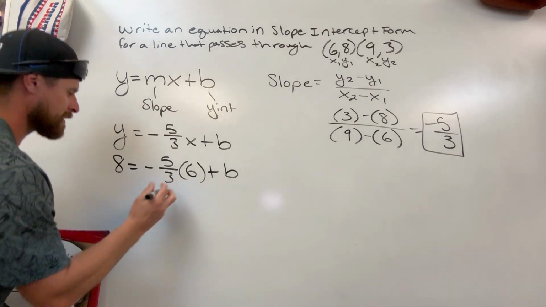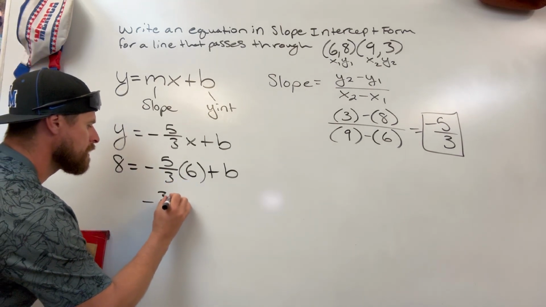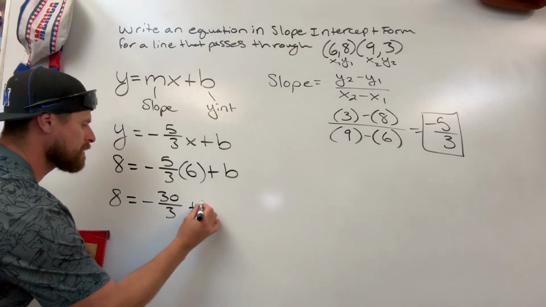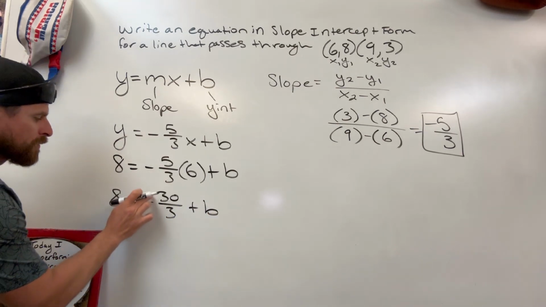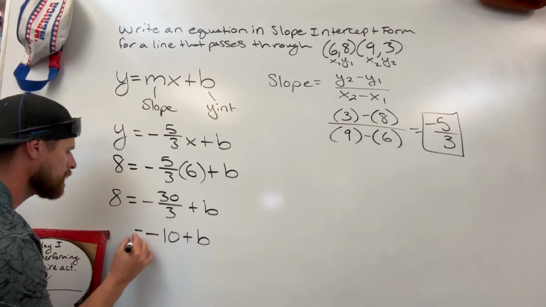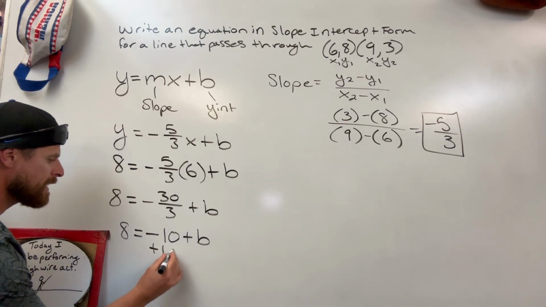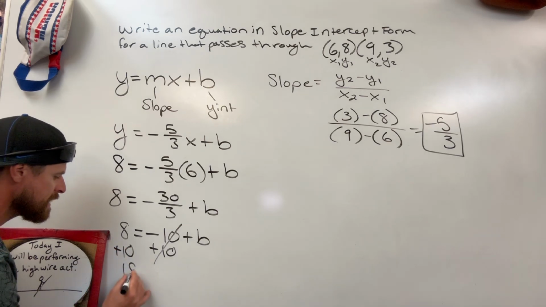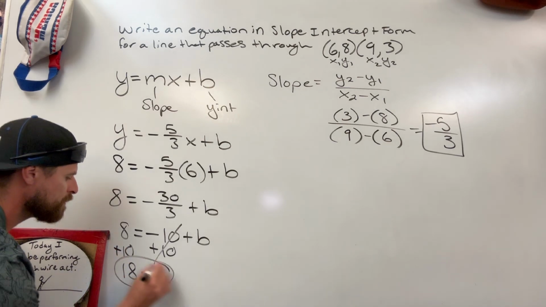-5/3 times 6 is -30/3 equals 8 plus b. -30/3 is just -10. Equals 8. Let's add 10 to cancel it on this side. Add 10 to 8 gives me 18. And looky, b is isolated.